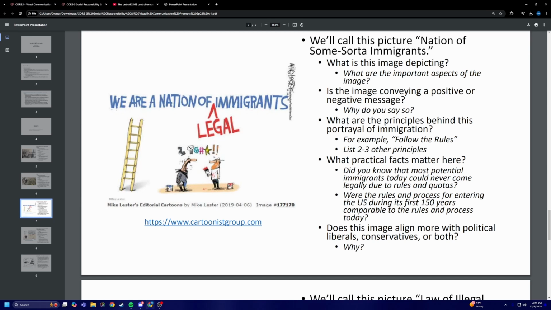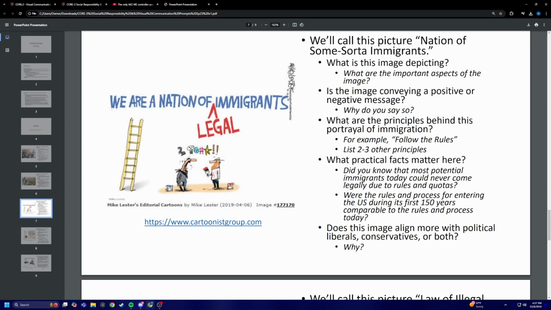Now, did you know that allegedly most potential immigrants today could never come legally due to rules and quotas? That's true, and honestly, it's better that way. All right. Anyway, we have to answer the questions here that are listed. We're unfortunately being restrained by that 20-minute barrier, so we're not actually allowed to discuss all of our thoughts. So we'll go through quickly.